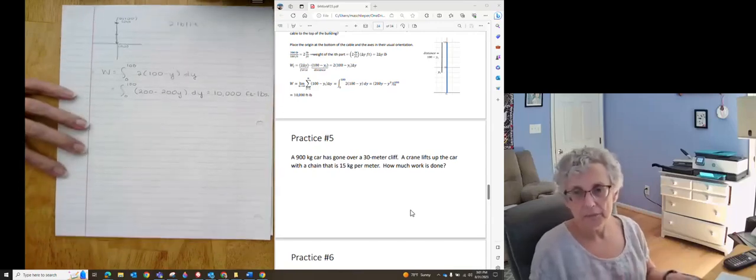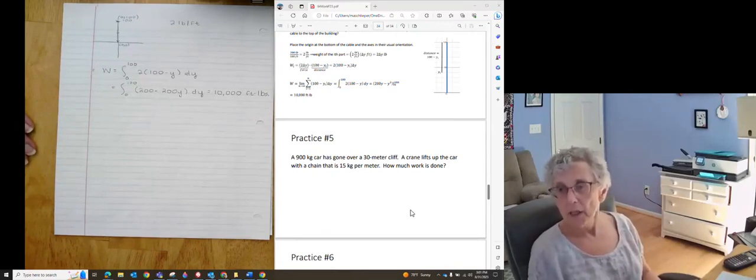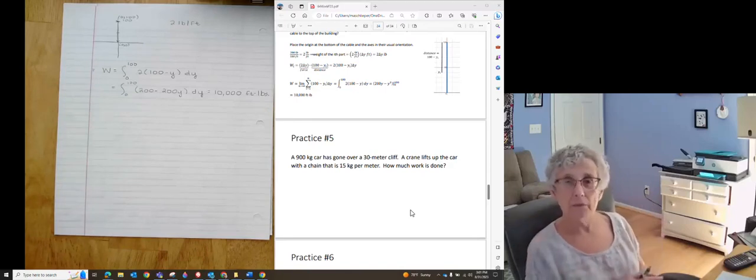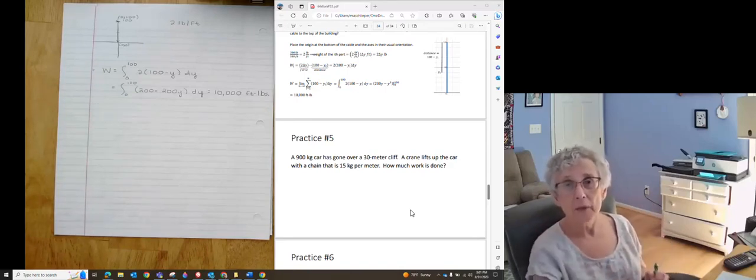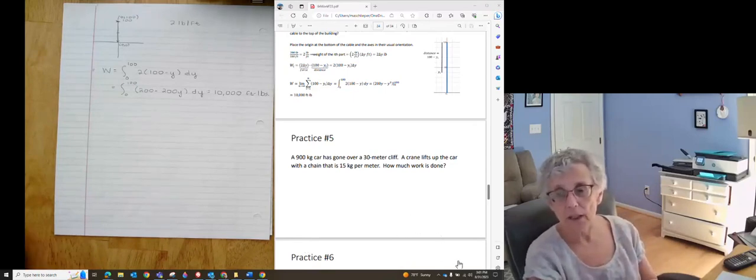Practice number 5. A 900 kilogram car has gone over a 30-meter cliff. A crane lifts the car with a chain that is 15 kilograms per meter. How much work is done? So take a minute, set this up the way you want to set it up, and we'll meet back here. Remember, it's kilograms, so you have to account for gravity.